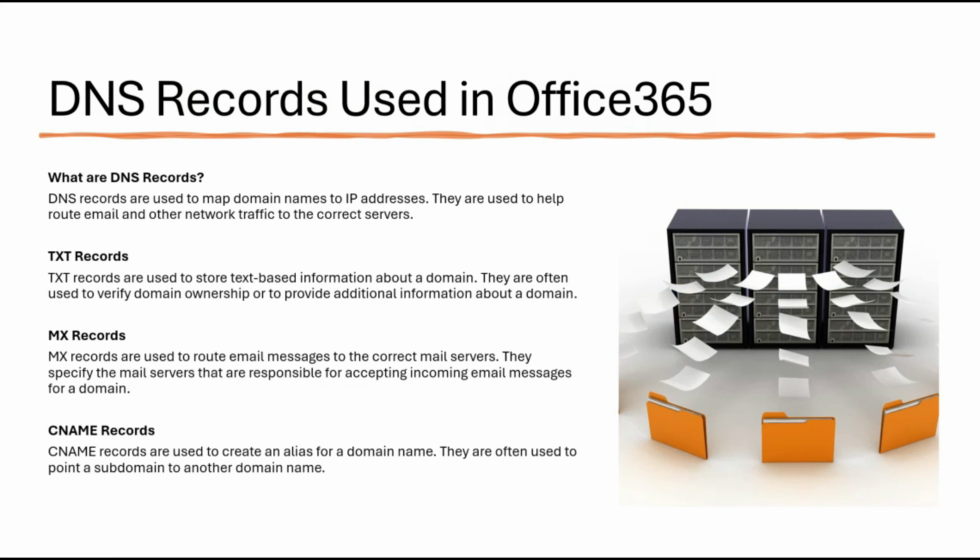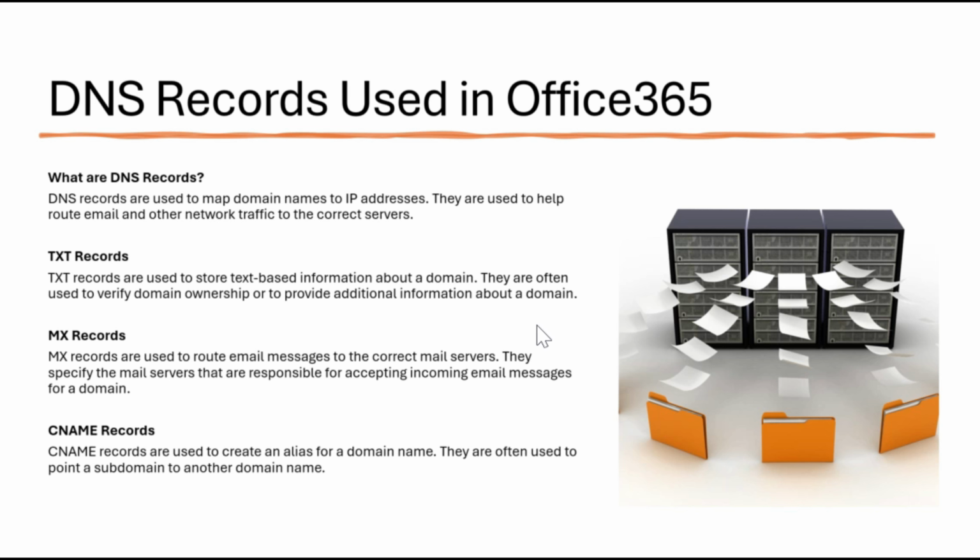So before we talk about adding a domain to an Office 365 tenant, it is really important to understand what DNS records are and the type of DNS records that are used in Office 365. DNS records are used to map the domain name to IP addresses and are leveraged to help route email and other network traffic to the correct servers. There are a couple of DNS records available, but in Office 365, primarily only 3 records are published, and those records are TXT records, MX records, and CNAME records.